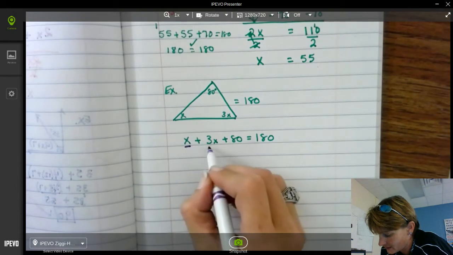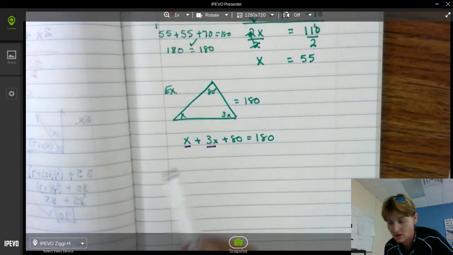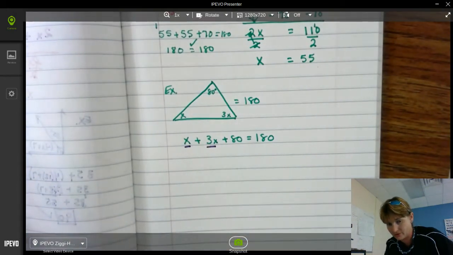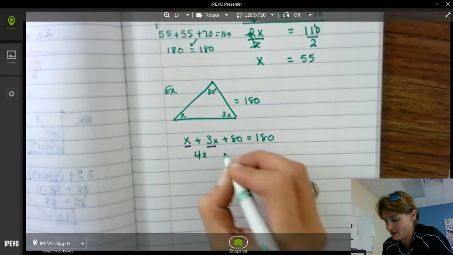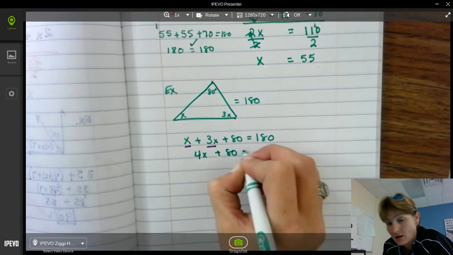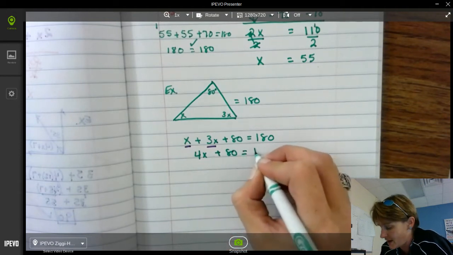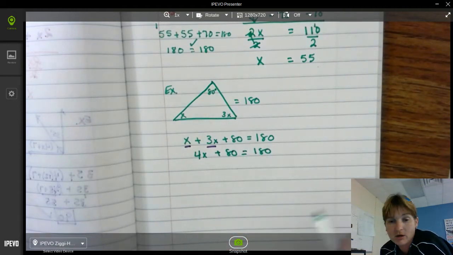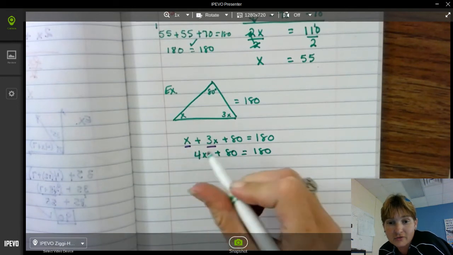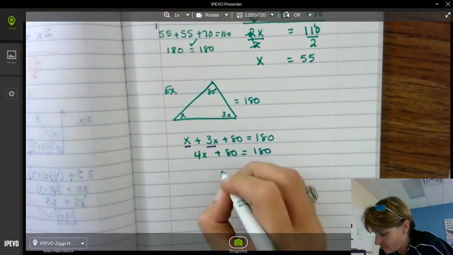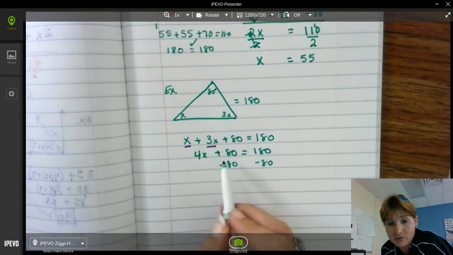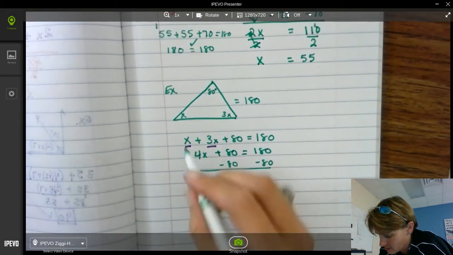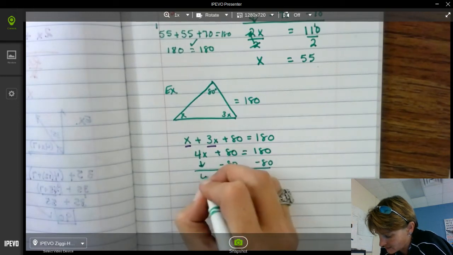In our second example, we look at it and we say that our coefficients is x, combining the like terms, x and 3x. So those two together, 3x plus x is 4x plus 80 equals 180 degrees. Well, I need to solve for x. So the first step is to do the subtraction of 80 on both sides. Zero pair here.